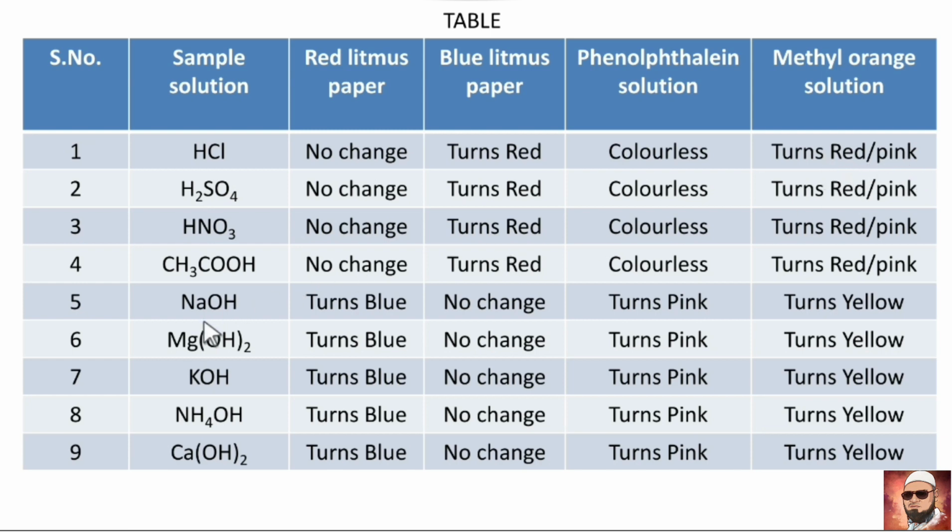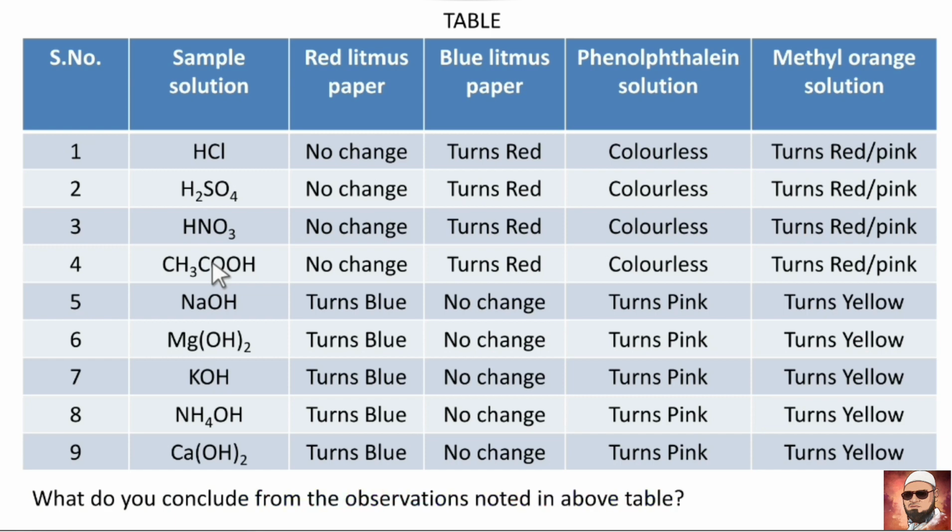In the same way, we have taken the sample NaOH. In that one, we observe that red litmus paper turns blue, blue litmus shows no change, phenolphthalein solution turns pink, and methyl orange turns yellow. Now if you observe, red litmus paper shows no change in HCl, H2SO4, HNO3, CH3COOH. So what do you conclude from the observations noted in the above table?